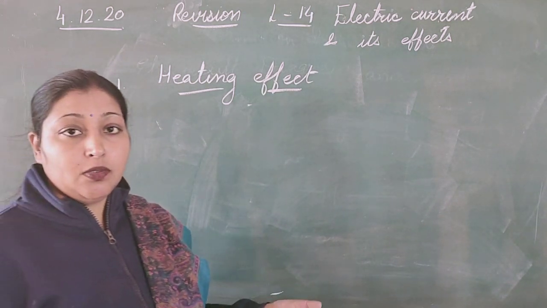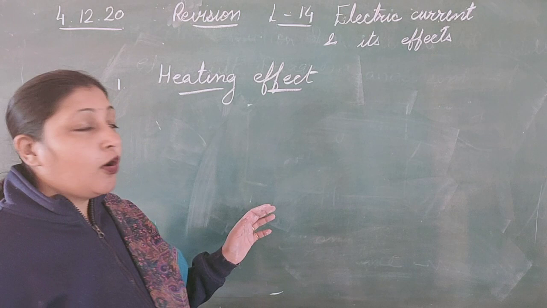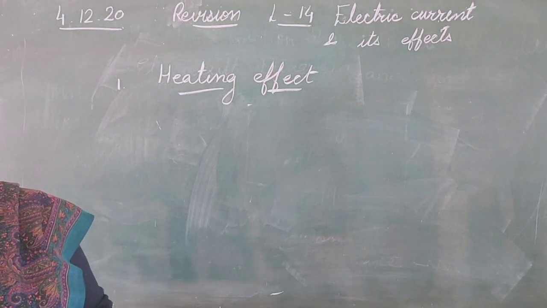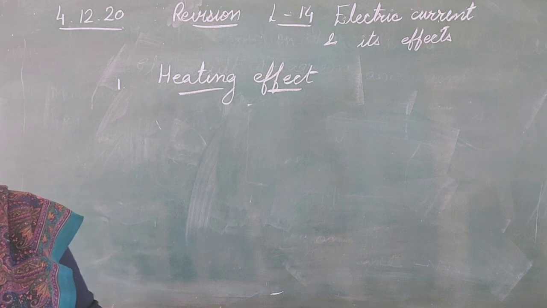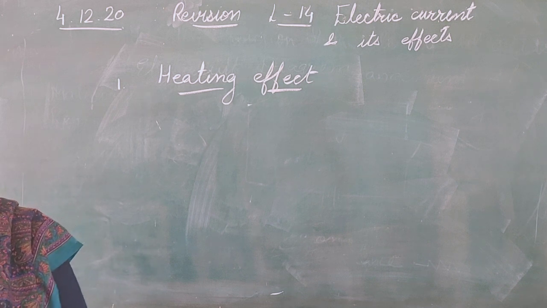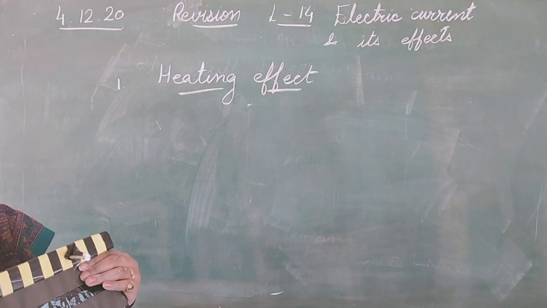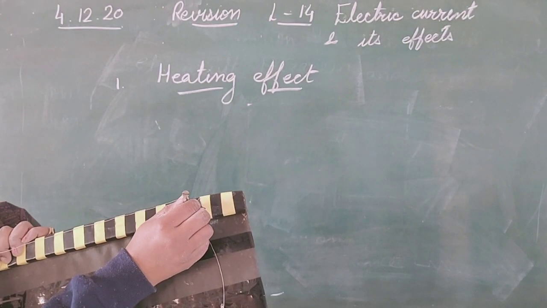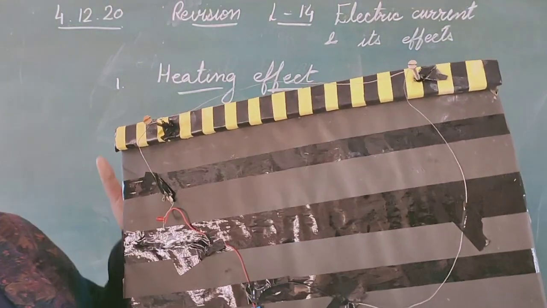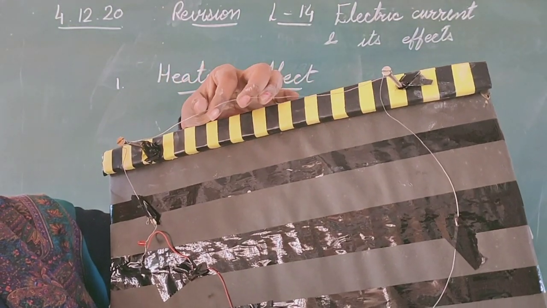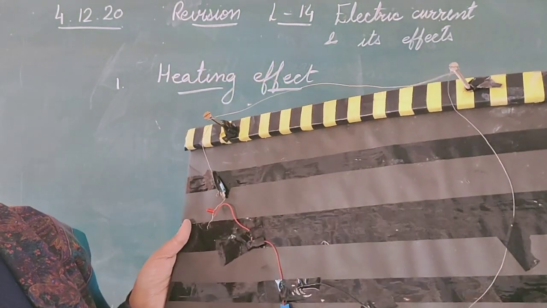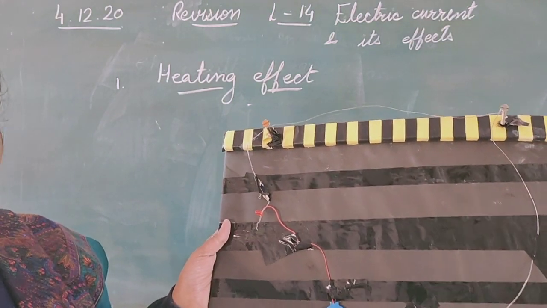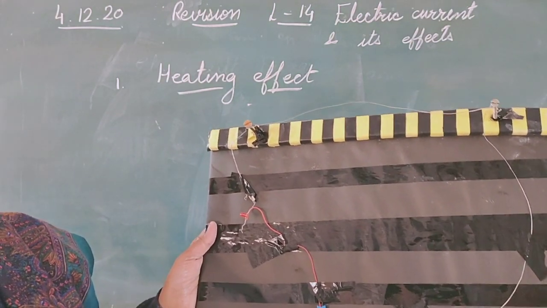Electrical heaters, ovens, right? They all are examples of the heating effect of current. And there is an activity, how can you show the heating effect of current? I had shown you that also and I will show you again. For that, I have taken a nichrome wire. Children, I have made this activity for you. This is the nichrome wire. Why have I used particularly a nichrome wire? Because it becomes red hot on passing electricity.